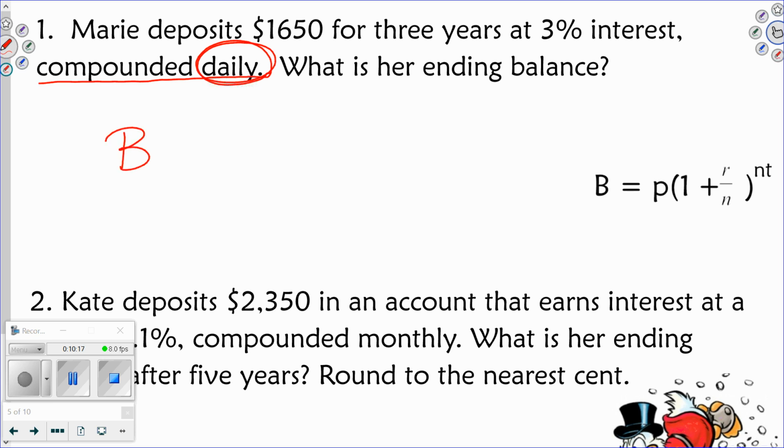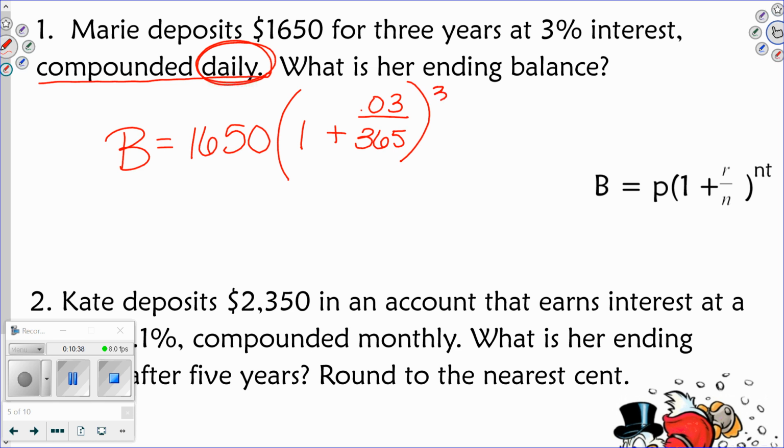So we have B equals, the principal is 1650, parenthesis, 1 plus 0.03 over n. n is how many times it's being compounded? Good. Daily is 365. Close parenthesis, and then it's n again. So it's 365 times 3. Yes, that is an exponent.